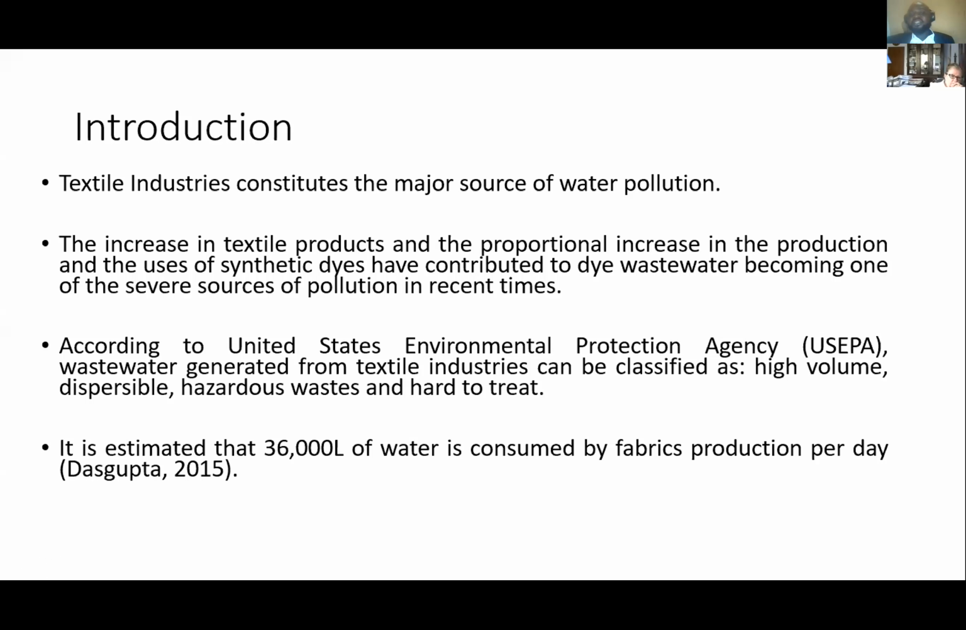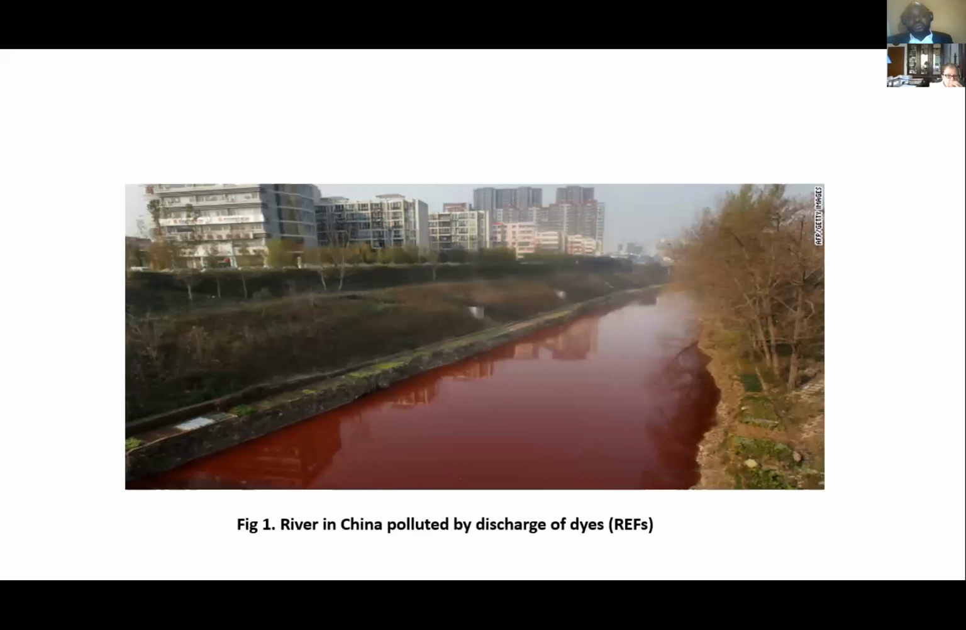It is estimated that 36,000 of water is consumed by fabric production. This is because the textile industry consumes a substantial amount of water, and as a result pollutes the receiving water and the environment. An example of such pollution can be seen in a river in China as a result of the discharge of dyes.